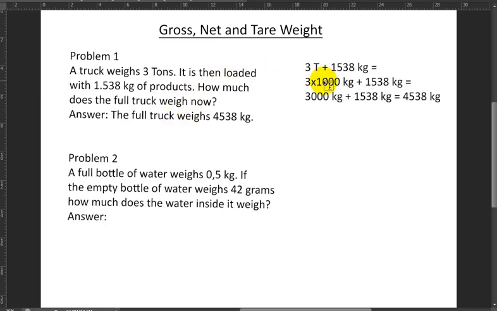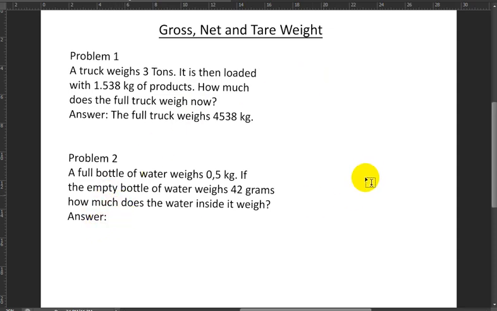All right, next up. And if you need to copy any of this in your notebook or anything like that, just go back to the point in the video where you could see it, pause the video and copy. So next up, a full bottle of water weighs 0.5 kilograms. If the empty bottle of water weighs 42 grams, how much does the water inside it weigh?